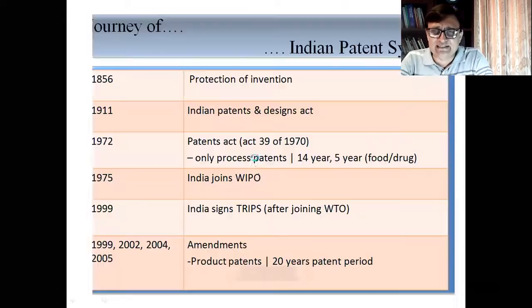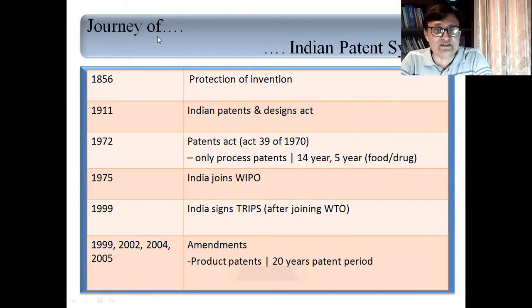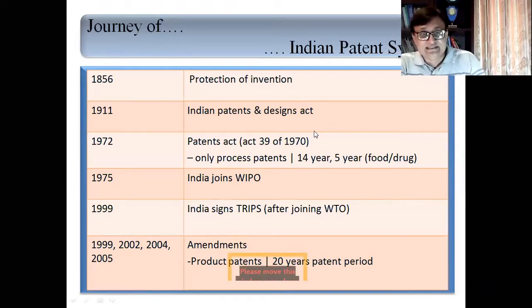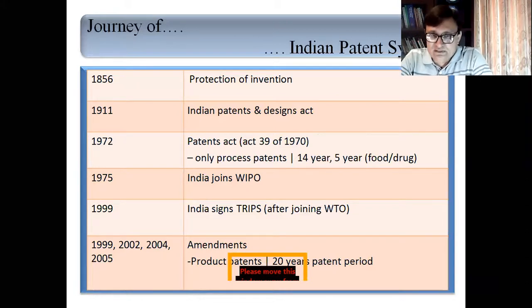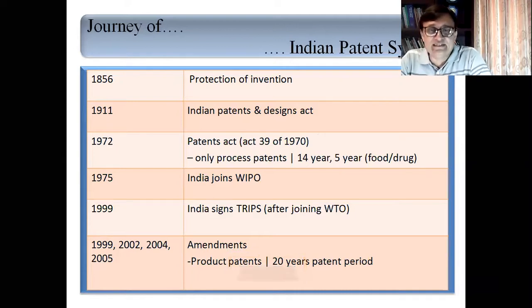As far as the Indian Patent Act is concerned, there is a long history of the Patent Act and the Indian patent system. The first act was enacted in 1856. The basic purpose was protection of invention. Then in 1911, the Indian Patents and Designs Act was formulated. But in 1970, a new act, presently known as the Indian Patent Act 1970, Act 39 of the Government of India, was promulgated, and it was operational from 1972.